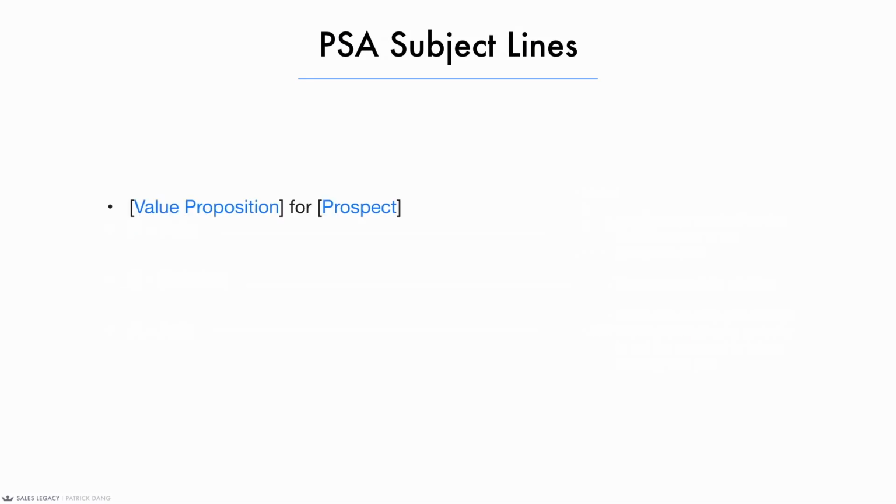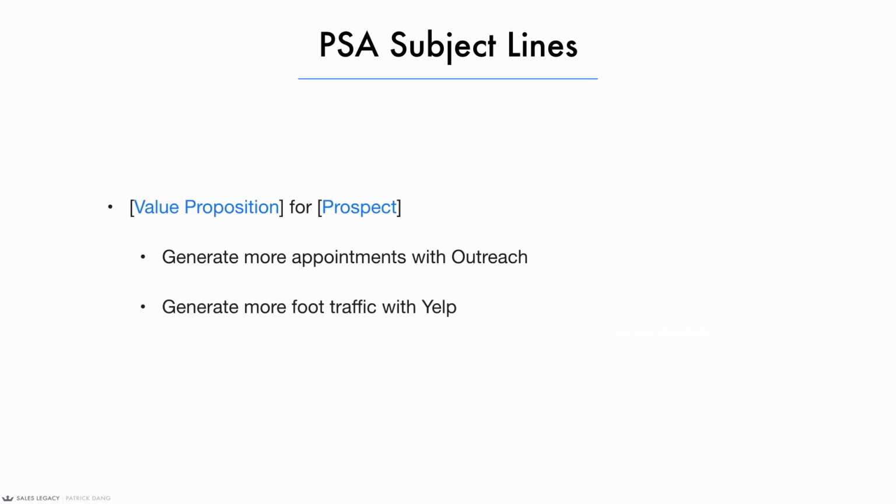So let's go ahead and talk about the subject lines when it comes to the PSA formula. What you want to do is just talk about your value proposition for the prospect. Two examples are: generate more appointments with Outreach, assuming your company is called Outreach, or generate more foot traffic with Yelp, or generate more revenue with that, or scale your Facebook ads with XYZ. So essentially you're just providing a clear value proposition for your prospect, and from there they should decide whether or not they should open up your email. You could also say something like increase revenue by scaling your Facebook ads, right?